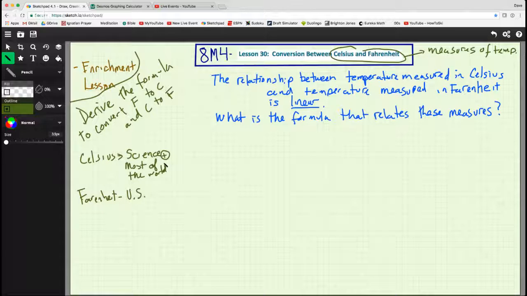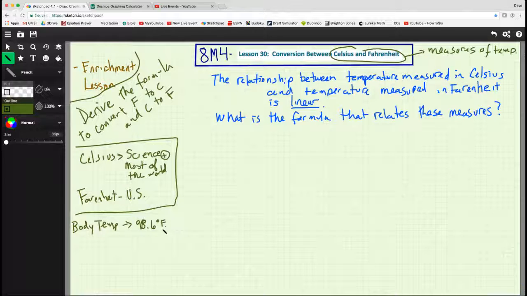So when we talk about temperature, what is a common temperature that we measure? We talk about our body temperature. When you go to the doctor, they measure your body temperature, and that in Fahrenheit is about 98.6. That's like 98 degrees Fahrenheit. Now, in Celsius, it's about 37 degrees Celsius.